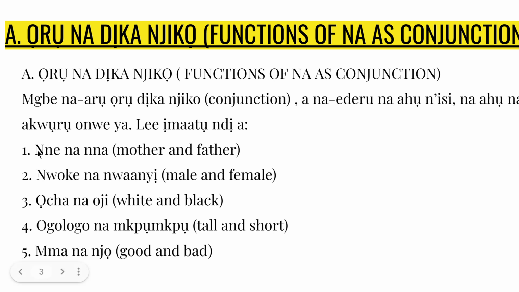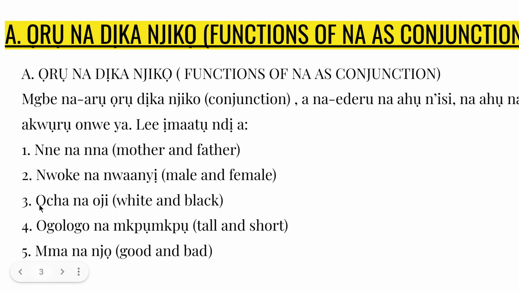We have number 1, nne na nna. As you can see, this na is written between nne and nna, and we have a gap here, so it stands on its own. Nne na nna simply means mother and the father. So this na is joining mother and the father. Now we have the second one, nwoke na nwanyị. Male and the female. This na is joining male and the female.